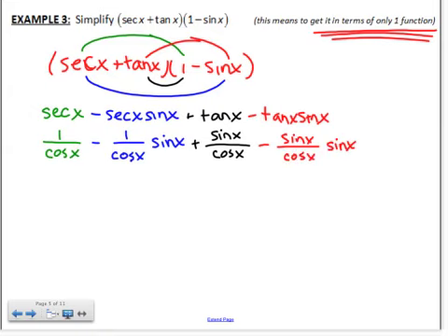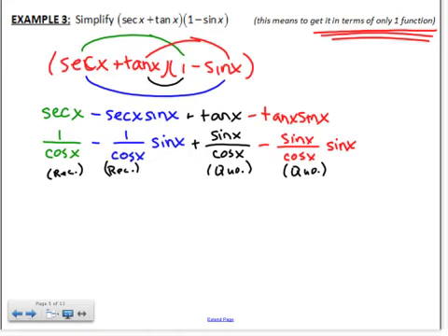Now I just replaced each thing that could be changed to a sine or a cosine into those things. I haven't multiplied anything really. And notice, this is a reciprocal identity. This is a reciprocal identity. This is a quotient identity. And this was a quotient identity. It's good to know what types of identities you're using.